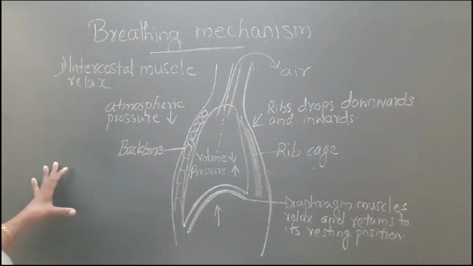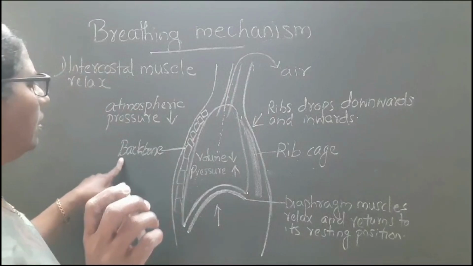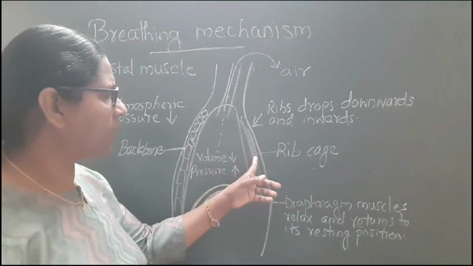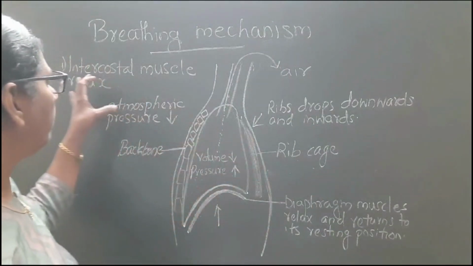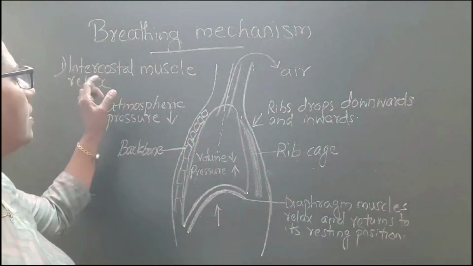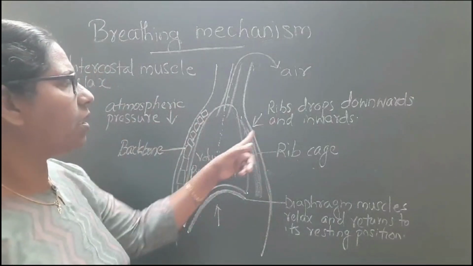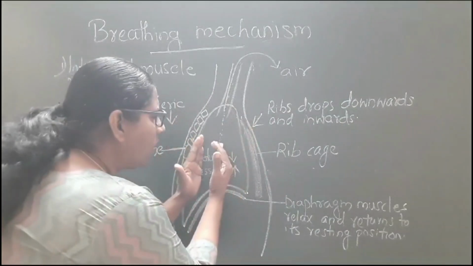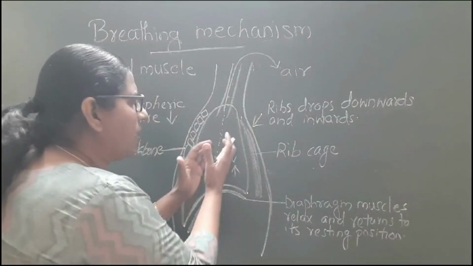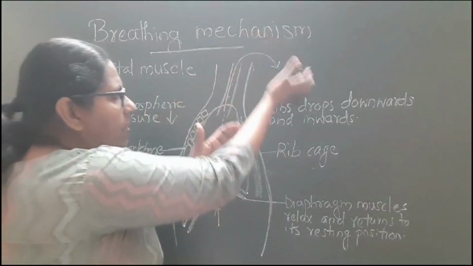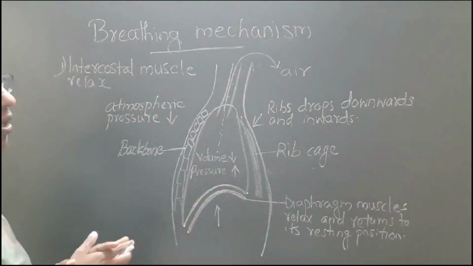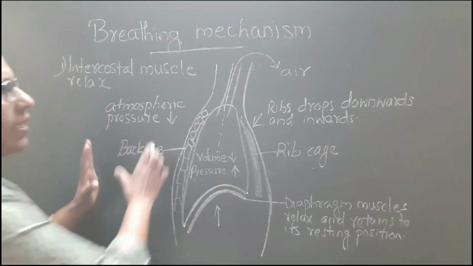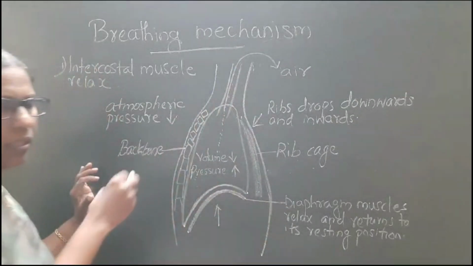That is what happens. This is the backbone and here the rib cage. While breathing out, intercostal muscles relax, ribs drop downwards and inwards, so the volume reduces and pressure increases inside and air comes out. That is called breathing out. That is exactly what happens during breathing out.